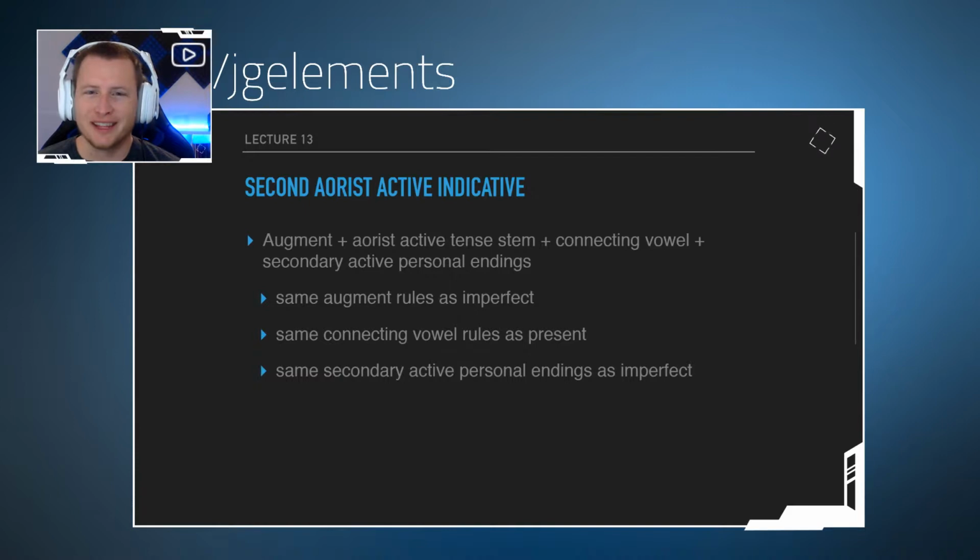Let's talk about the augment. It's the same rules as in the imperfect. So if you are adding an epsilon in imperfect, you would add epsilon in the aorist, or in eta. Same rules, okay? It follows the same connecting vowel rules that we've been learning since present active indicative, okay? Those haven't changed. It's the same secondary active personal endings as imperfect. So what we learned last week applies here. All that is to say is this is nothing new. Second aorist active indicative is nothing new, just slightly different formations.